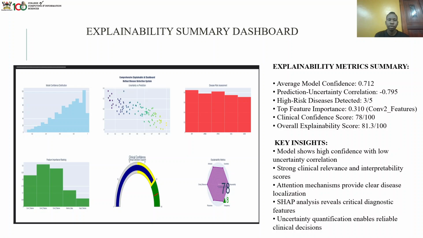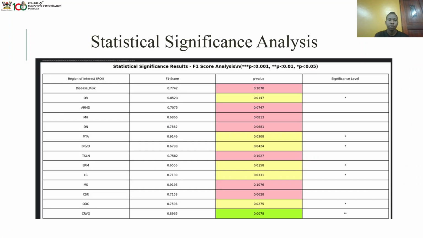This is the explainability summary dashboard, and these are the metrics. So the average model confidence was 71%, the prediction uncertainty correlation, top feature importance, which was 78 out of 100. Then the key insights were model shows high confidence with low uncertainty, strong clinical relevance, sharp analysis, and uncertainty quantification, which enables reliable clinical decisions. Statistical significance analysis gave us this graph, whereby the regions of interest give us also the score, and also the p-value and the significance value per region.